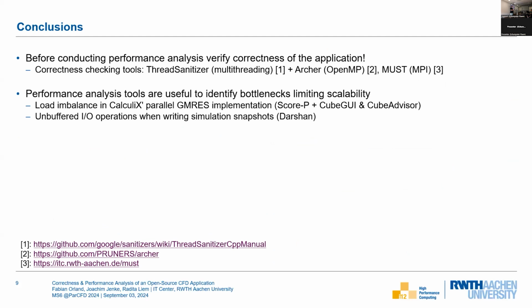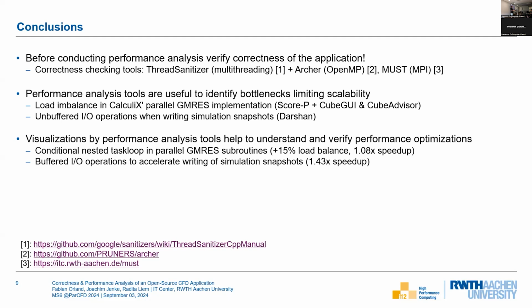Also, all of these performance tools that we saw, they are very helpful to identify bottlenecks in your application that limit your scalability. In our case, it was this load imbalance issue and also the unbuffered I/O operations that were prohibitive. And also, the visualizations that all of these tools can provide help you to understand, not only to find the bottlenecks, but also understand these bottlenecks. And then if you have an idea how to optimize these bottlenecks, you can also easily verify that you indeed achieve the speed up with these tools.